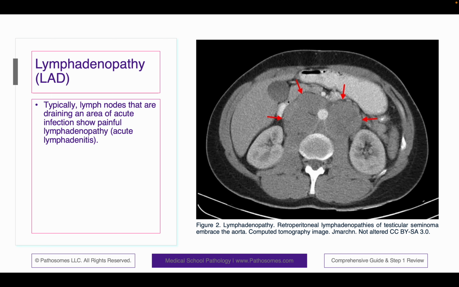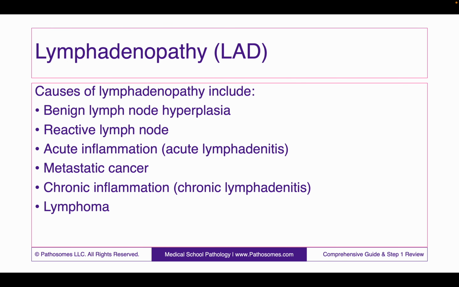Here we have a computed tomography image of retroperitoneal lymphadenopathies of testicular seminoma around the aorta. You see that? You should consider radiology. Causes of lymphadenopathy include benign lymph node hyperplasia, reactive lymph nodes, acute inflammation, metastatic cancer, chronic inflammation, and lymphoma.